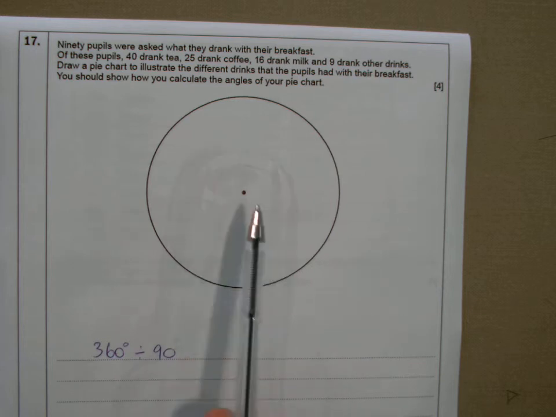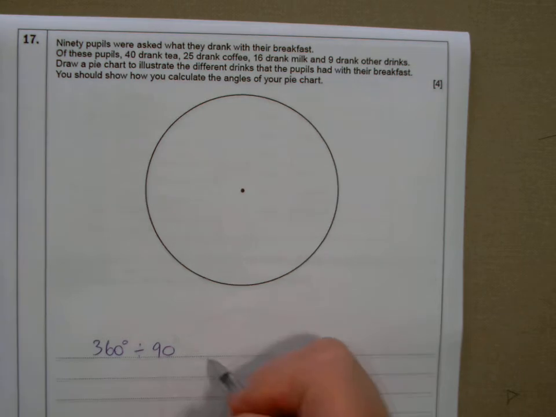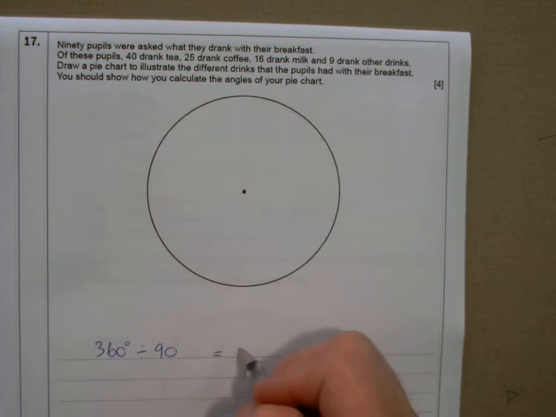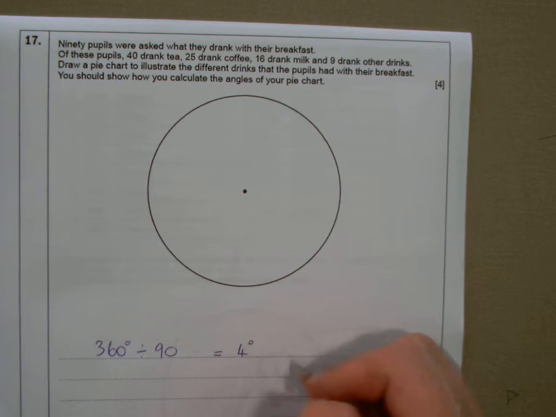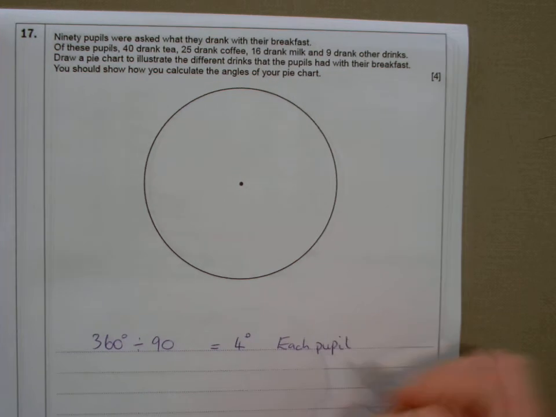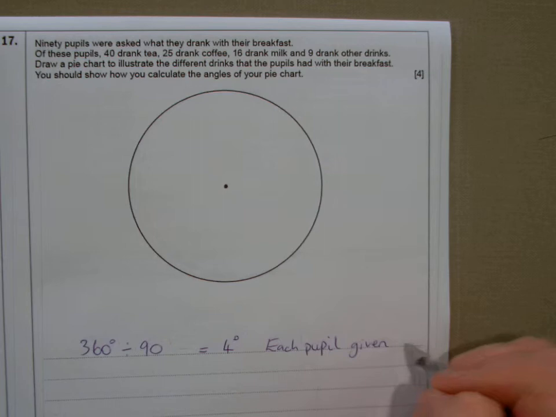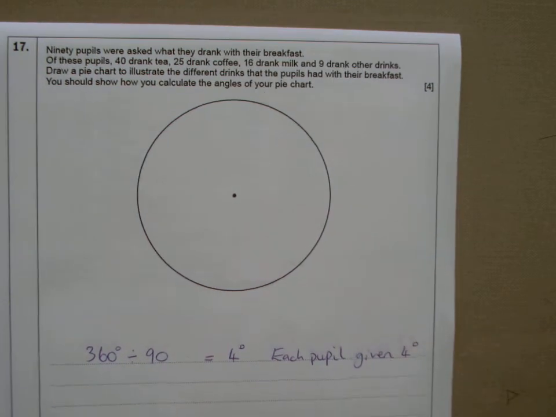So I need to divide this circle up, don't I? I need to share it by all these pupils. So this is 360 degrees all the way around. I'm going to divide that by 90 pupils, okay? So if I do that, 360 divided by 90 comes out to be 4 degrees. In other words, each pupil is represented by 4 degrees. Instead of writing represented, I could say given 4 degrees. Each pupil is given 4 degrees on here, okay?